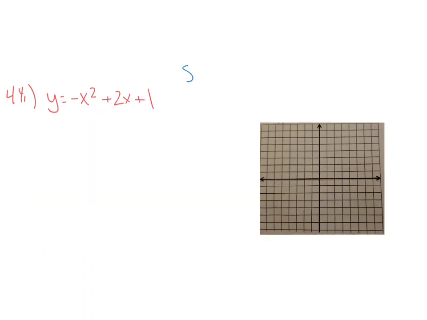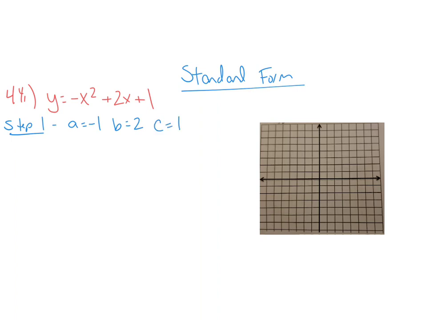All right, 43 is another version of standard form because there are no parentheses. So step 1, we're going to find A, B, and C. A is -1, B is +2, C is 1. Step 2, I'm going to find the vertex.